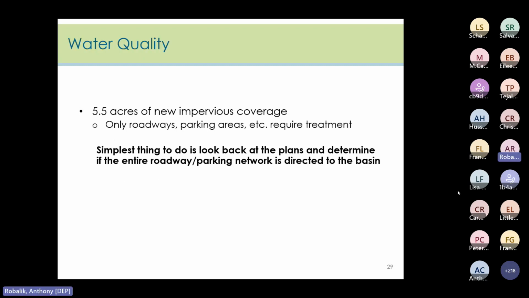But first, from there, let's move on to water quality. So we already established that the basin's going to get that 80% TSS removal, and it's an infiltration basin. We determined it meets the B&P manual. So at the time of this review, it's going to get that 80% TSS removal rate. So all we really need to do is determine that all of the areas that they have to treat for water quality are actually routed to the basin.